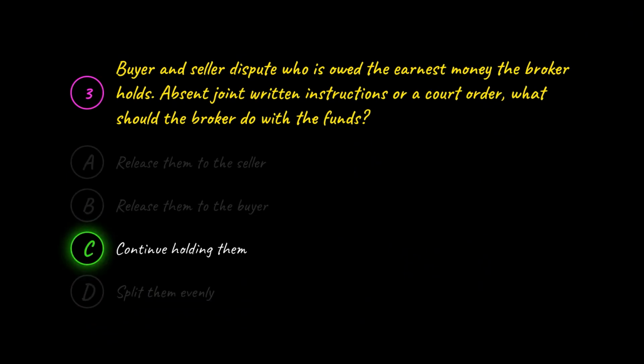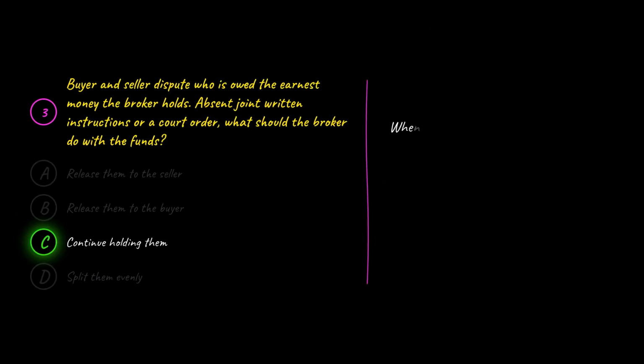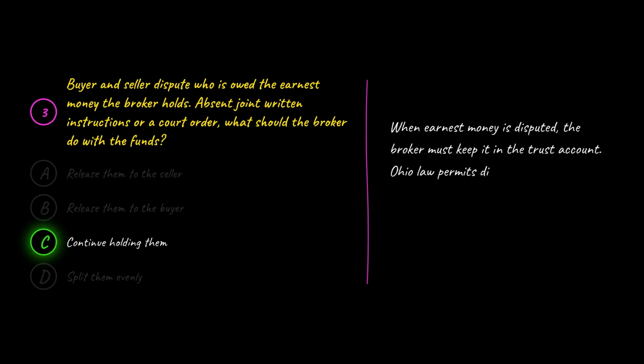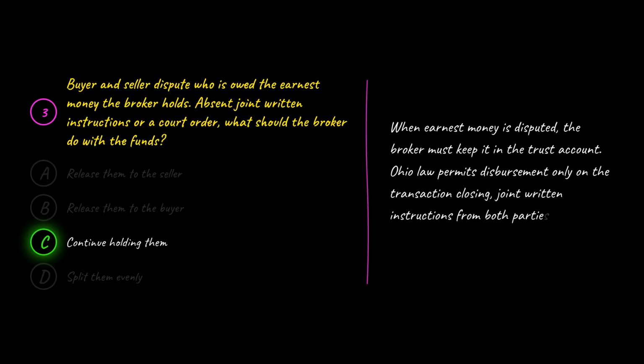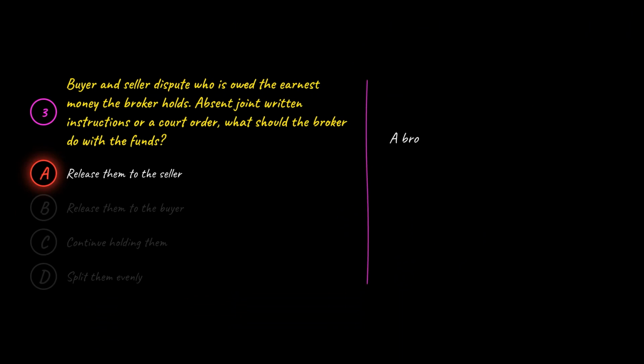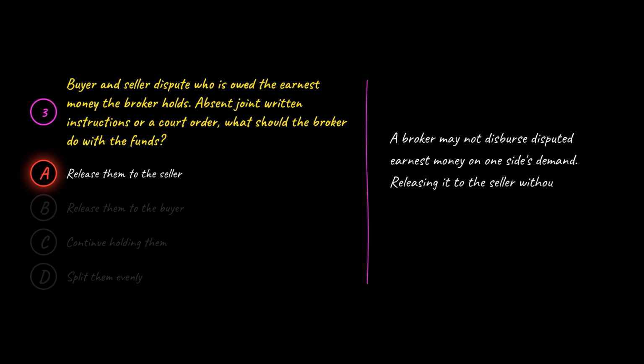The correct answer is C. Continue holding them. C is correct because when earnest money is disputed, the broker must keep it in the trust account. Ohio law permits disbursement only on the transaction closing, joint written instructions from both parties, or a court order. A is wrong because a broker may not disperse disputed earnest money on one side's demand. Releasing it to the seller without joint instructions or a court order would violate the broker's duty to hold it.